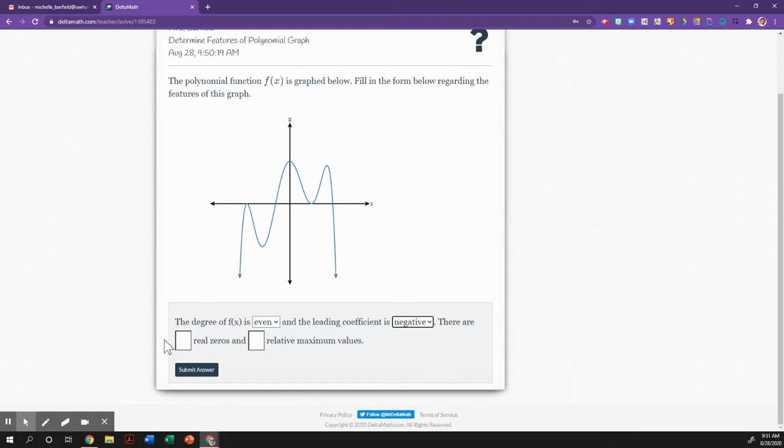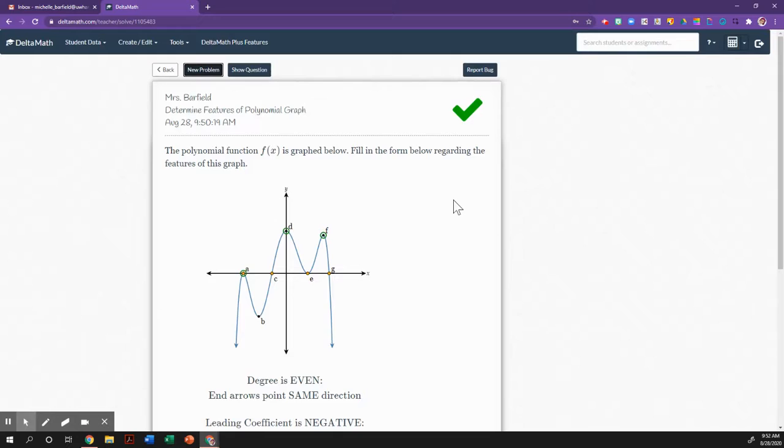There are blank real zeros, x-intercepts. Where does this graph cross the x-axis? Right here. 1, 2, 3, 4. There are 4 x-intercepts and blank relative maximum values. So how many peaks? Peak 1, peak 2, peak 3. Submit my answer. Green check.